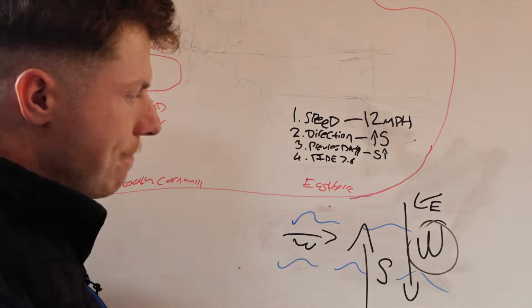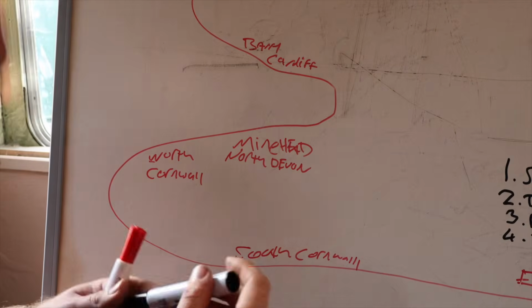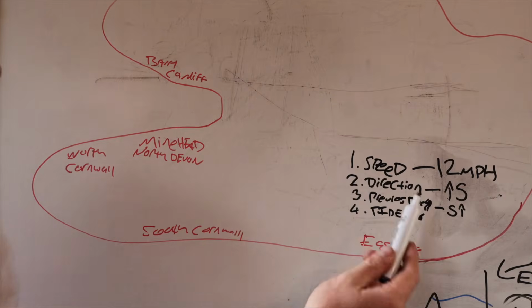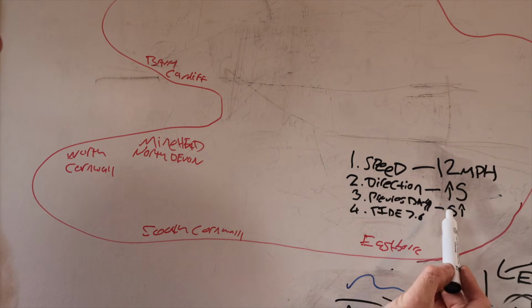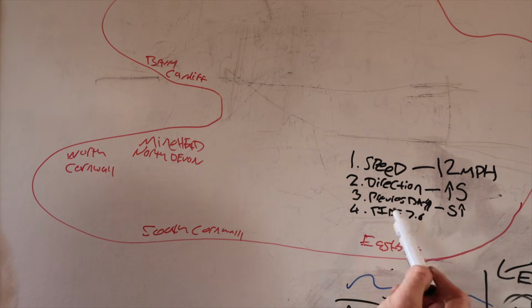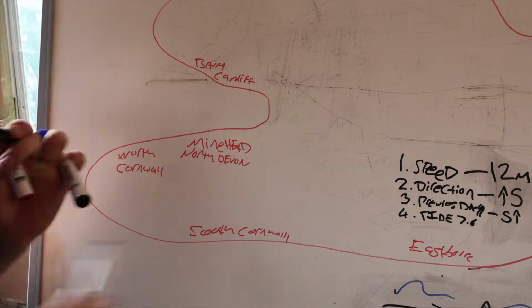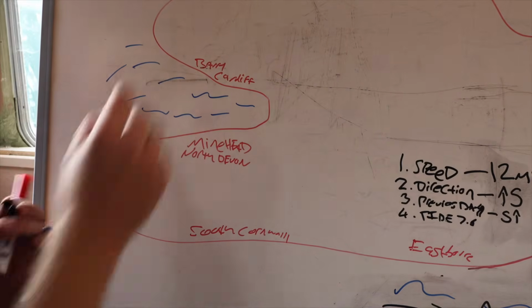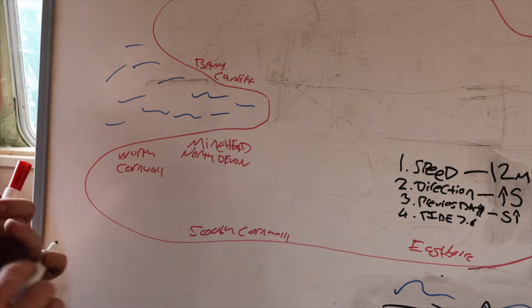Right, so we're at Minehead now. I'm going to use the same example we've just used. 12 mile an hour, strong southerly. Previous days also strong southerly, and the tide is 7.6. But we're on a northerly facing coastline. So you've got the Bristol Channel all up here, going out towards the Irish Sea and the Atlantic.